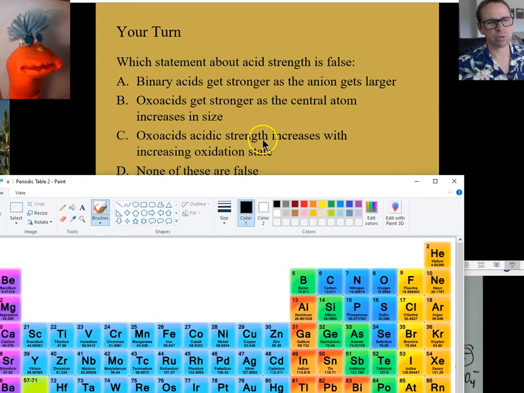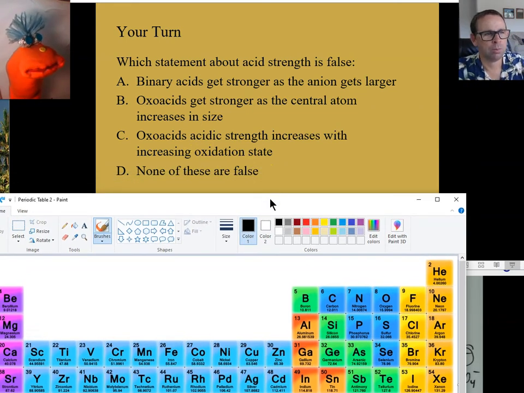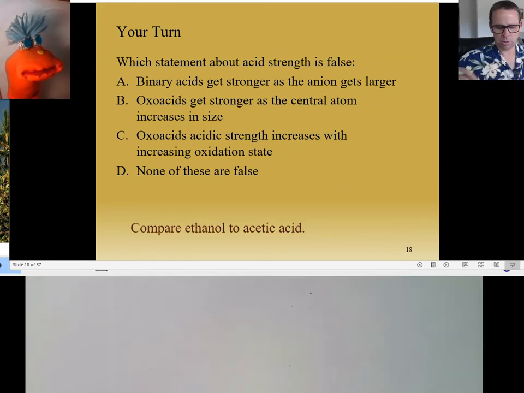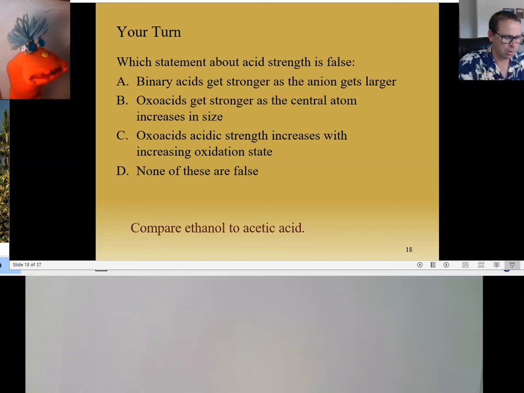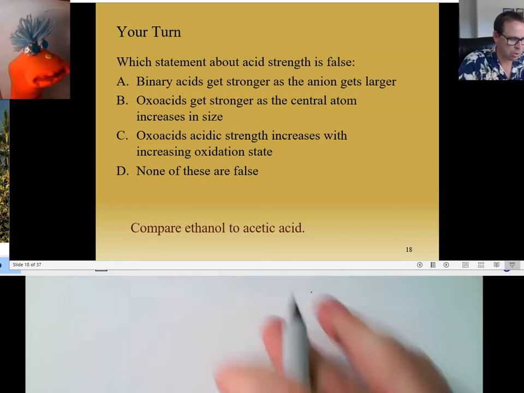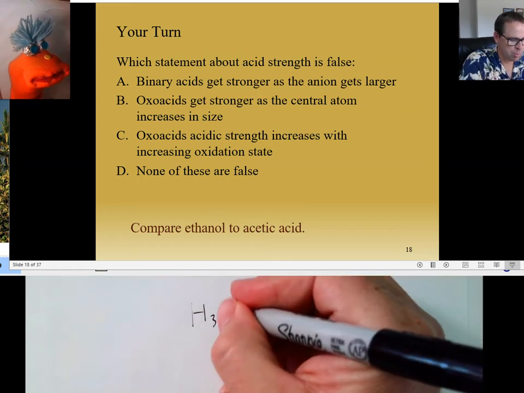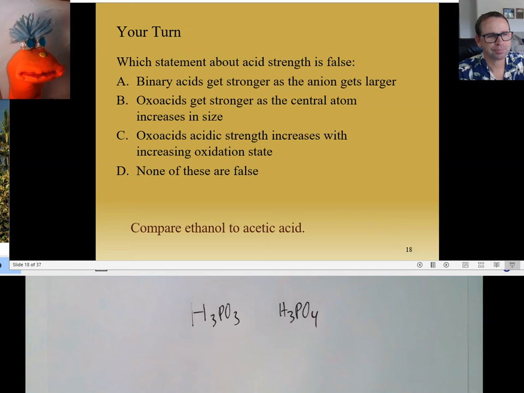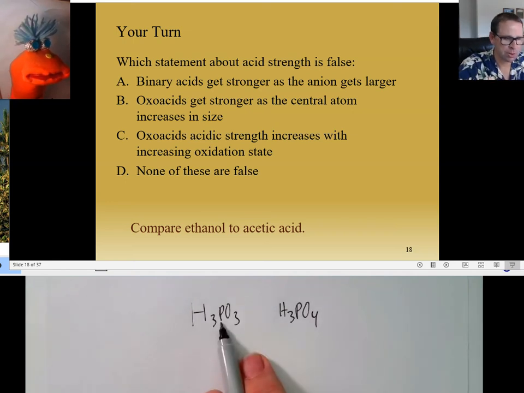Let's see. Oxoacids' strength increases with increased oxidation state. So let's look at oxidation state. I don't know necessarily right off the top of my head. Phosphate, or phosphate and phosphite. All right, so if we go for H3PO3 and H3PO4, what's the oxidation state of this phosphorus here?